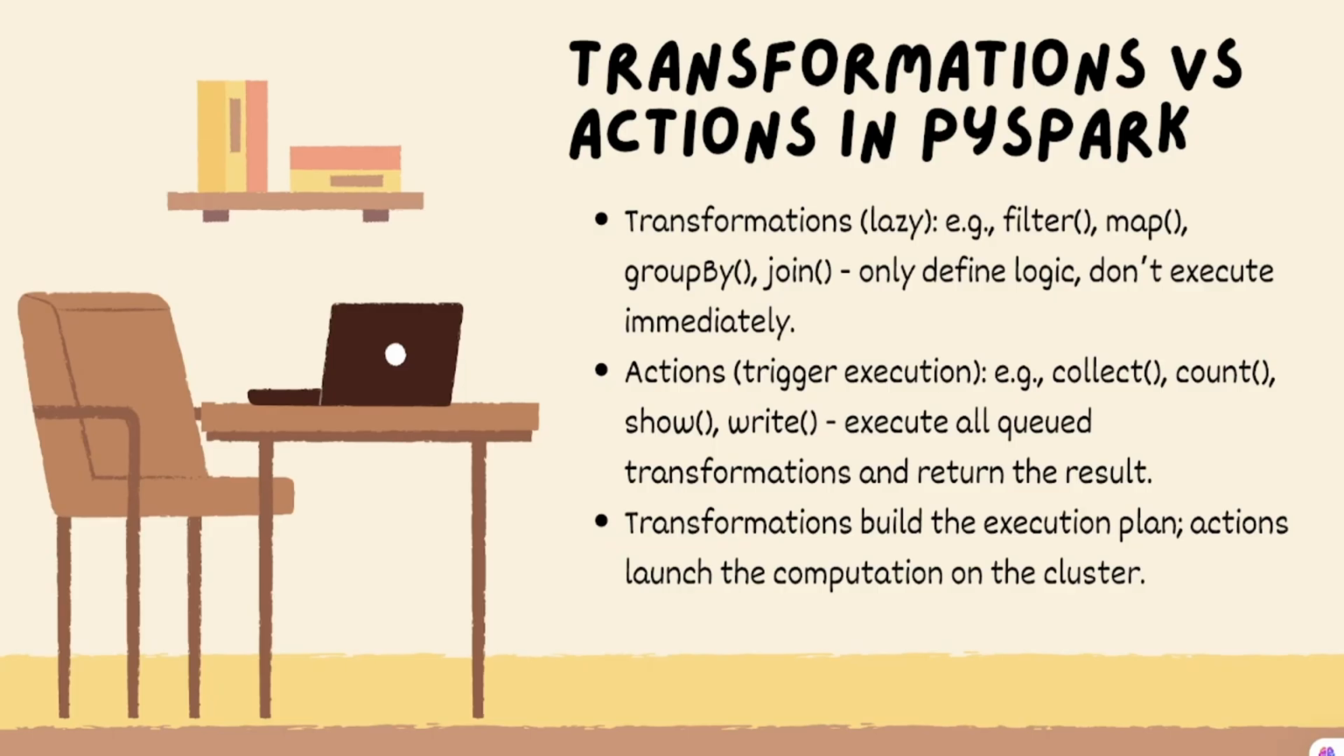Lazy evaluation is tightly connected to the difference between transformations and actions. Let's clearly separate the two. Transformations are lazy operations. For example, filter, map, group by, join. They only define the logic of what we want. Spark just records them in the DAG. No execution happens yet. Whereas actions are the triggers. Example, collect, count, show, write. When you call an action, Spark looks at the DAG of transformations, optimizes it, and executes everything on the cluster. Actions return either the data to the driver program or results are saved to storage.